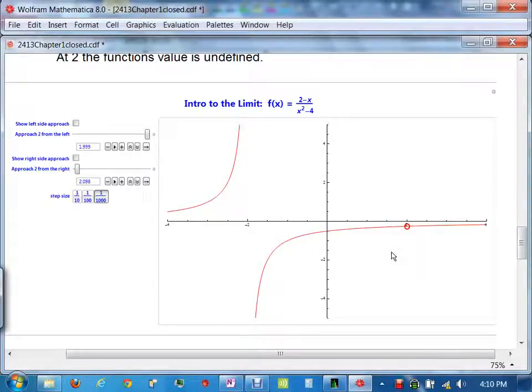So look at this one. You come in from the left, it goes to negative 0.25. You come in to the right, negative 0.25. But at 2, college algebra at 2, undefined. Right?